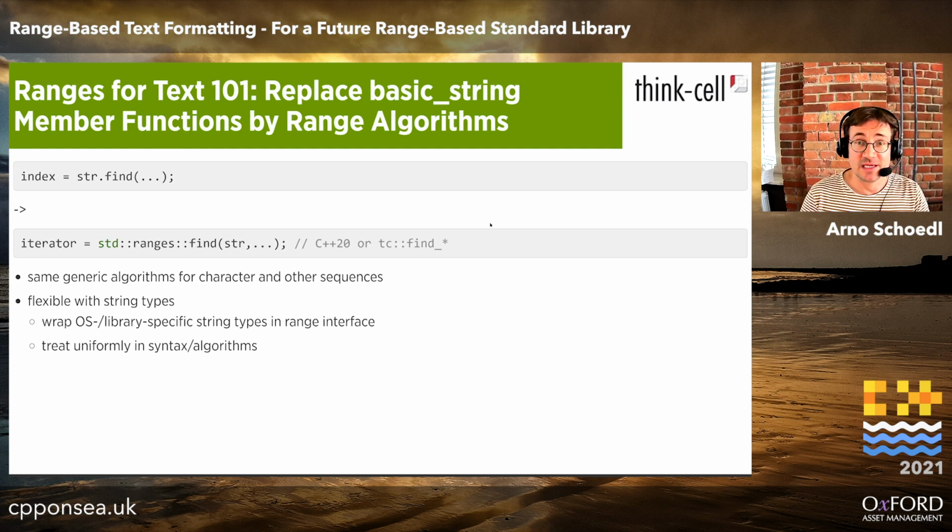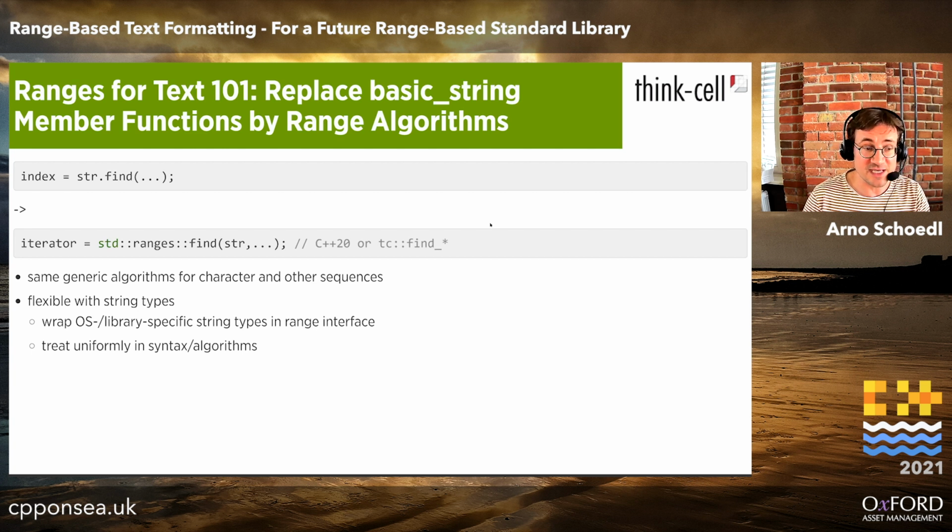So here's the basic idea. If we want to use ranges for text, the first thing that we would probably like to do is to take all these special case member functions of basic string that replicate what the standard library already offers, and write them with range functions. So instead of calling string find, you would go to the range find, which does something very similar, and it spits out an iterator instead of an index.